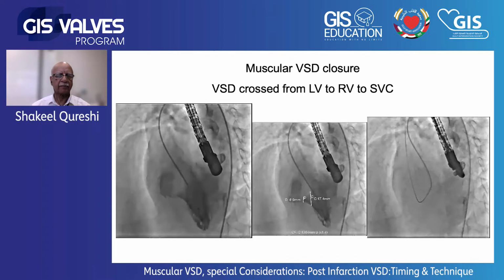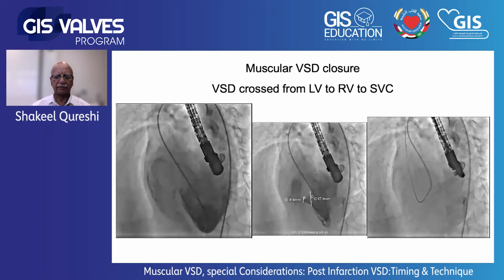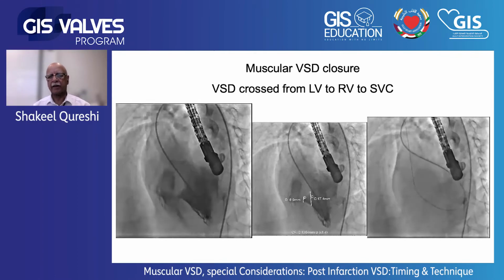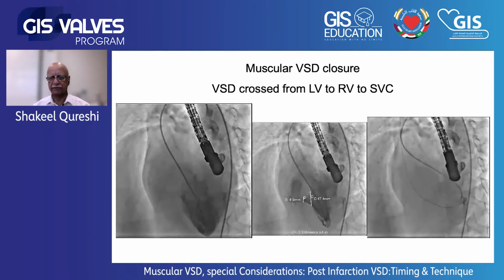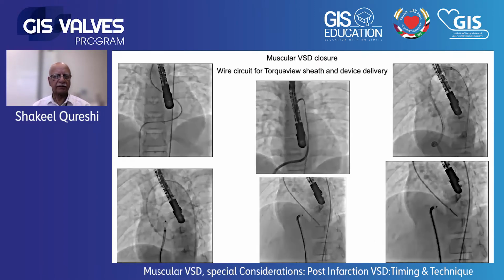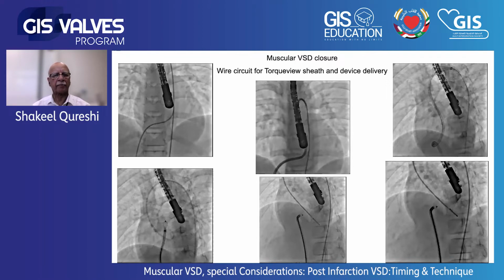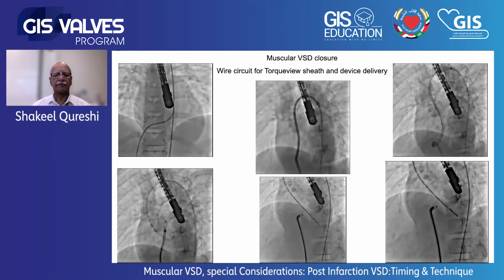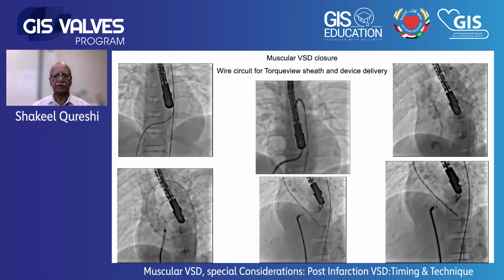Here are some pictures of a mid-muscular VSD. You can see a defect that's around 7 millimeters at the right ventricular end, with a left ventricular opening of around 17 millimeters. The defect is crossed from the left ventricle with a Terumo wire. In this case, the wire has gone up to the right atrium and then the SVC, where it is snared. You can snare that from the femoral vein or the internal jugular vein, depending on the location of the defect. In this case, from the femoral vein, the wire circuit is established.